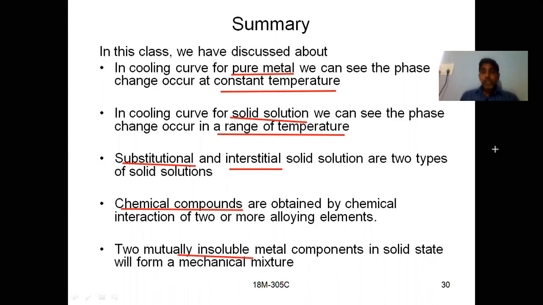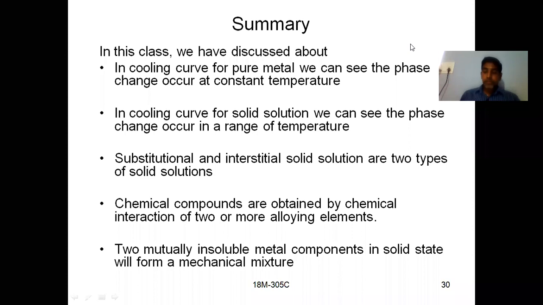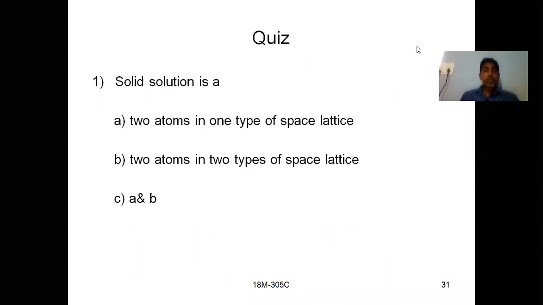And if you see the quiz questions, what is the answer for this one? Solid solution is two atoms in one type of space lattice, or two atoms in two types of space lattice, or none of the above, or A and B. In a solid solution, the two atoms are soluble in each other, so they behave as one. That means two atoms in one type of space lattice. So the answer is the first one, two atoms in one type of space lattice. They are soluble in each other, that's why they behave like one.